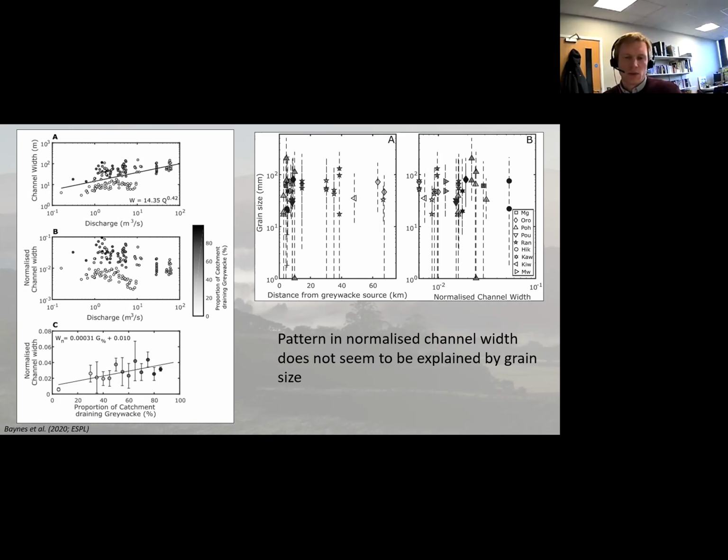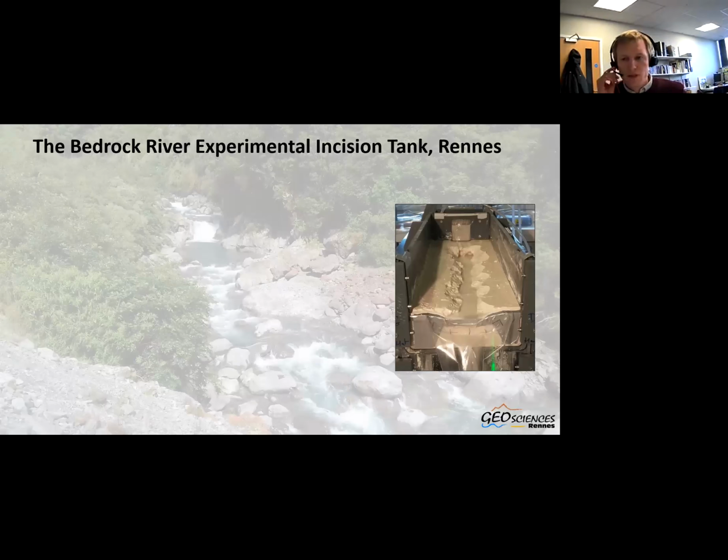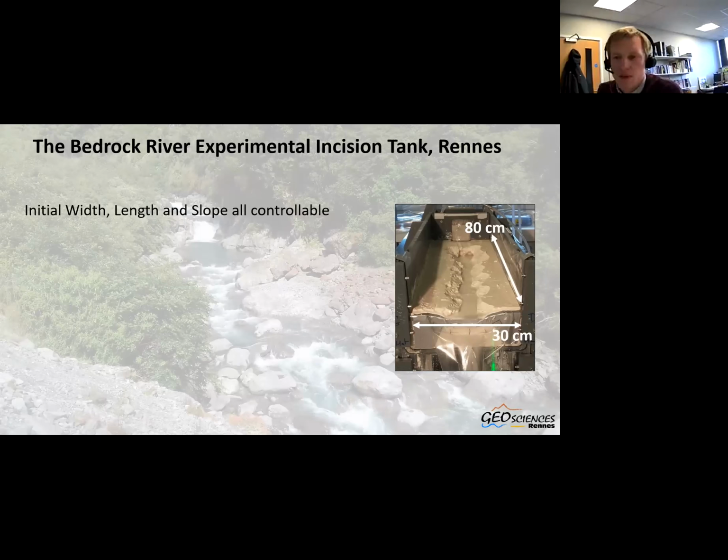In order to explore that process in more detail, we decided to do some flume experiments, which were done in the flume system that I set up and ran a couple of years ago during my postdoc there. It's a relatively small flume. It's only 80 centimeters long and about 30 centimeters wide. And we can control the width, the length and the slope. This is it in its smallest setting, but we can increase the width up to 0.5 meter, and it can go up to 3 meters long if we wanted to.